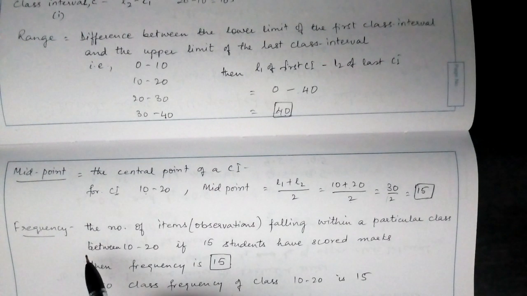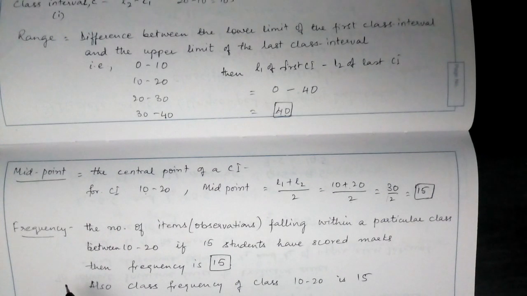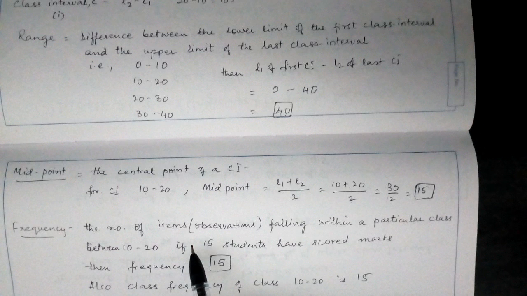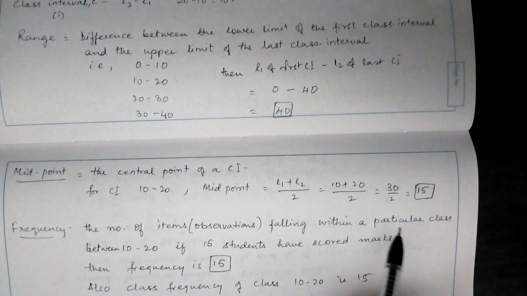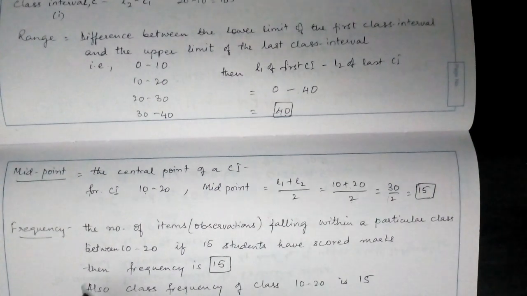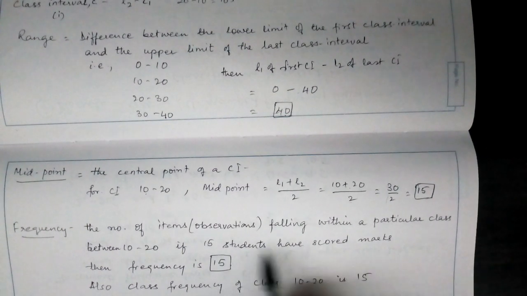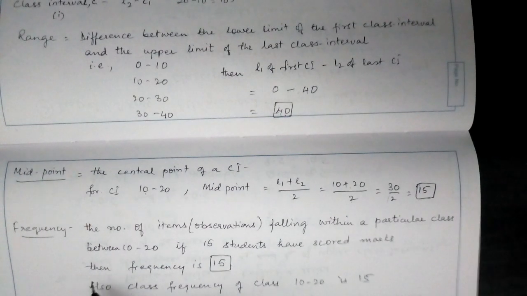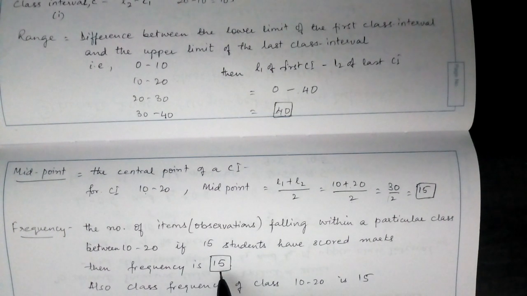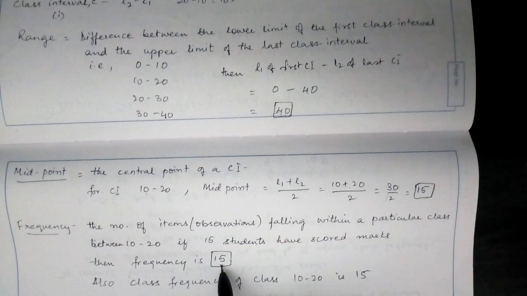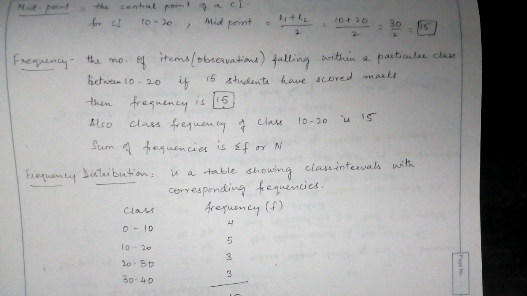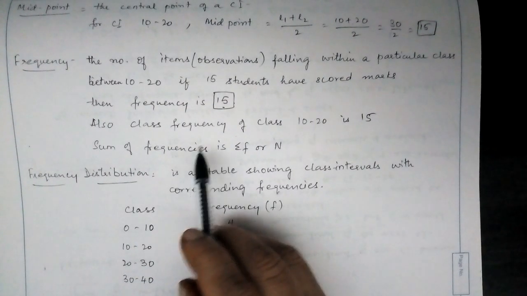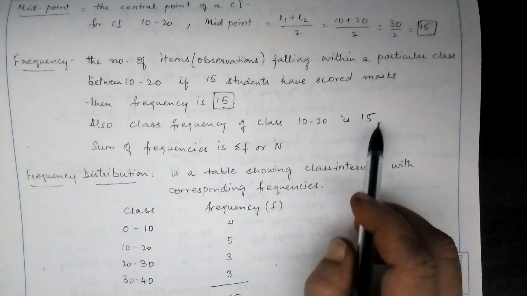Now the next thing that we have to learn here is frequency. This we have come across in the previous video also. It is the number of items or observations falling within a particular class, let us say, between 10 and 20. If 15 students have scored marks, then the frequency is 15. So 15 students have scored marks between 10 and 20. Also, class frequency of the class 10 to 20 is 15. This way also we can put it.